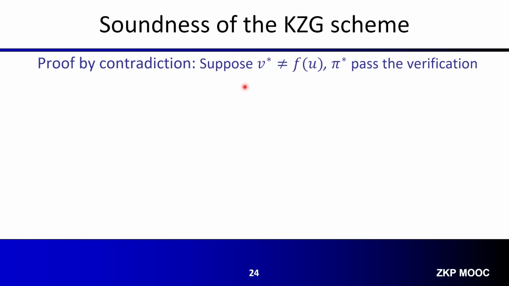A common approach to prove security in cryptography is by contradiction. In the first step, we suppose that there exists an adversary that can return a wrong answer v* that is not equal to f(u), and a fake proof, but still pass the verification. Then by the equation of the verification, we have the pairing of the commitment divided by g^(v*), and the generator g, should equal g^(τ−u) paired with the fake proof π*. This is directly from the equation we check in the verification.